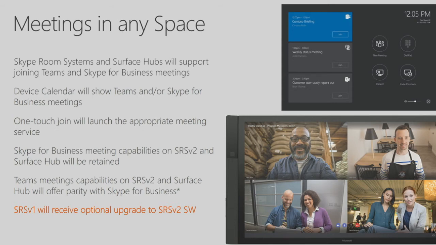It's also important to note that core Skype for Business capabilities will be retained as we do this support for both systems. So that's not going away. They'll all still be there. And then Teams meeting capabilities on both the Skype Room Systems v2 and the Hub systems will be retained. And we'll have parity with what you see in Skype for Business. So you shouldn't see any deprecation or loss of capability. But then as Teams evolves, there's going to be more capabilities that are appropriate for the meeting room scenario that will light up on these devices as well.